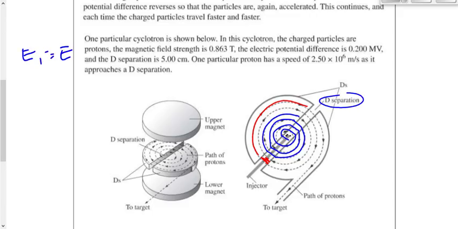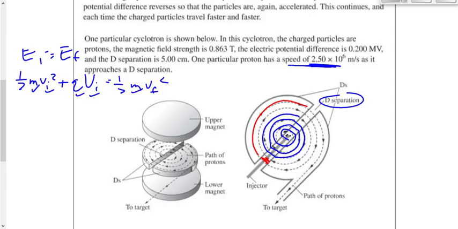In this case, it says it starts with a speed of 2.5 times 10 to the 6. So we're going to say EI is 1/2 mvi squared plus QV equals 1/2 mvf squared. Okay, good. That's going to get us VF. I don't know what that value is right now, probably something times 10 to the 6 meters per second. Now what? Logan just recognized that a charged particle speeds up across a potential difference. Good. What else do we have here?